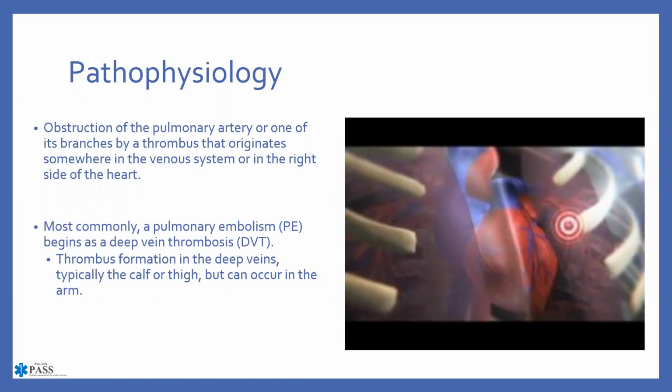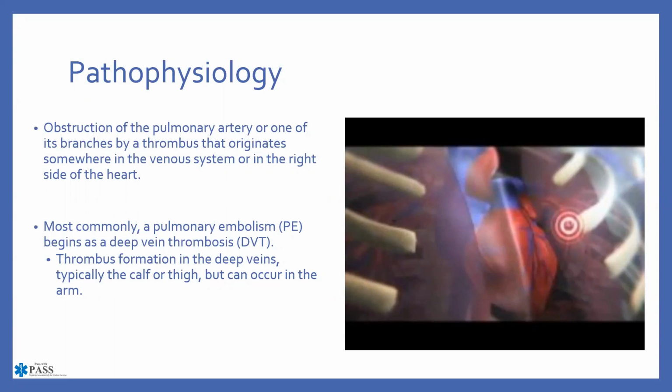So, the obstruction of the pulmonary artery or one of its branches by a thrombus that originates somewhere in the venous system or in the right side of the heart. And it's going to be in the right side of the heart because we know that the right side of the heart is what is receiving blood from systemic circulation, trying to get it back to the lungs to reoxygenate so that it can circulate around one more time.